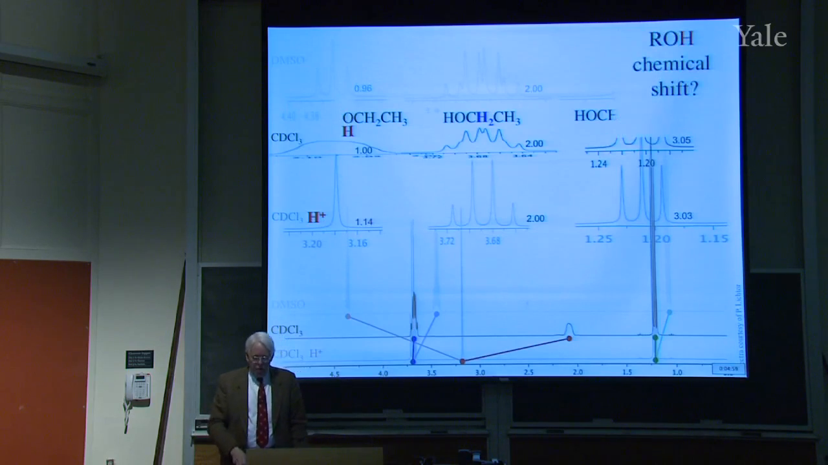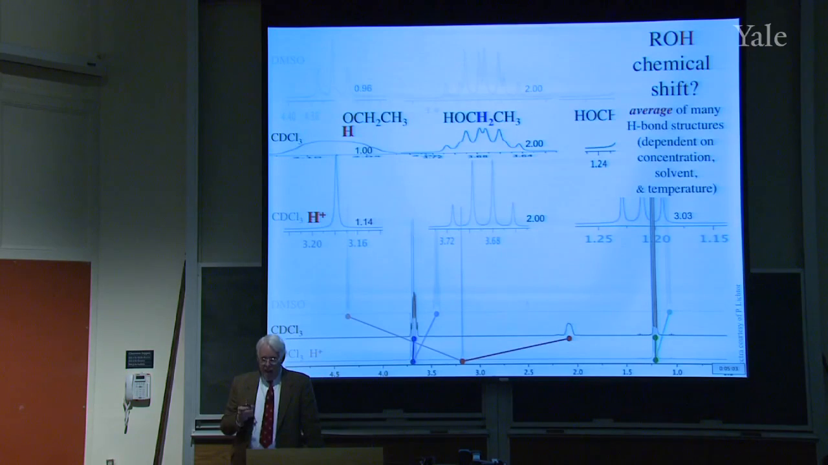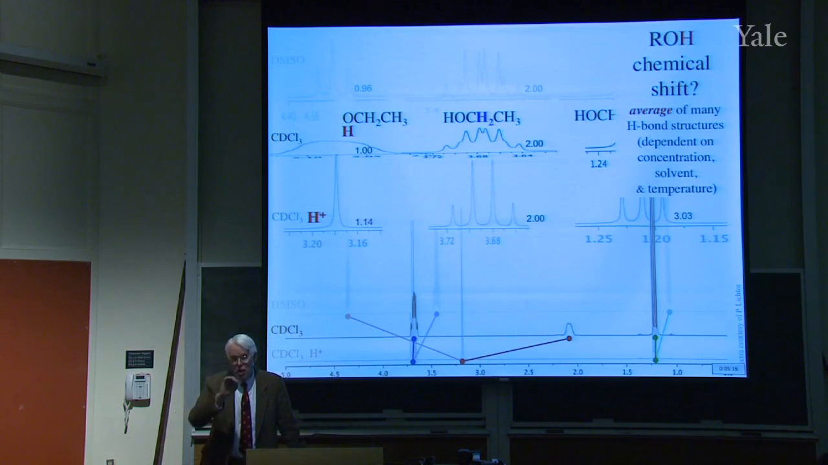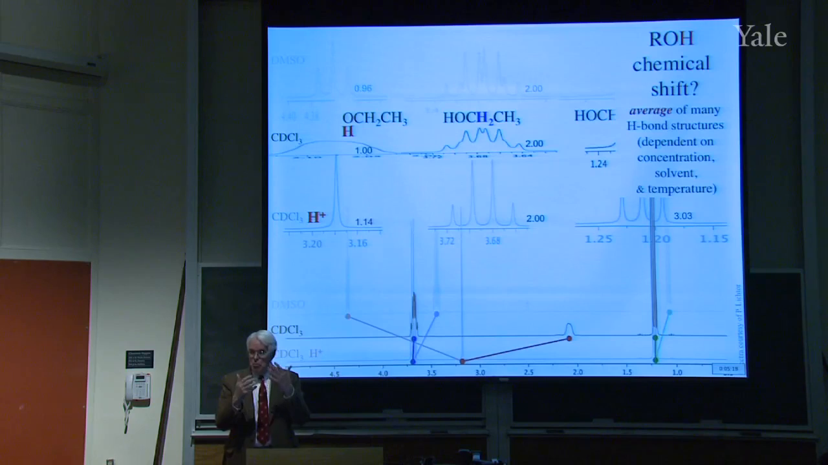Okay. Well, how about the ROH chemical shift, that thing? It's the average of many hydrogen bonded structures, because the hydrogen bonds keep getting made and broken very rapidly. So you average among many different hydrogen bonds, but the H stays with the original molecule. It's not going from molecule to molecule and just breaking hydrogen bonds and going back and forth. And how fast you do that and how much you do it depends on concentration, on what the solvent is, on the temperature, and so on.